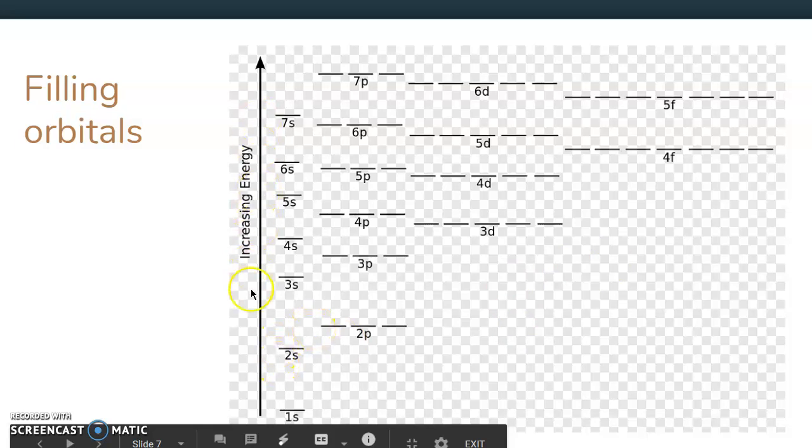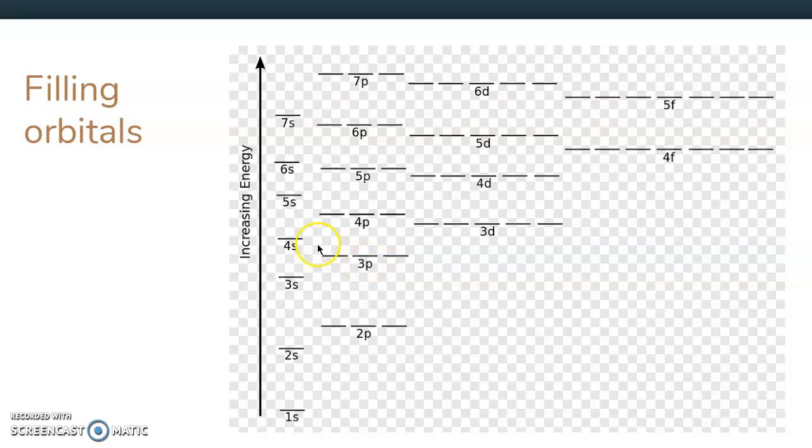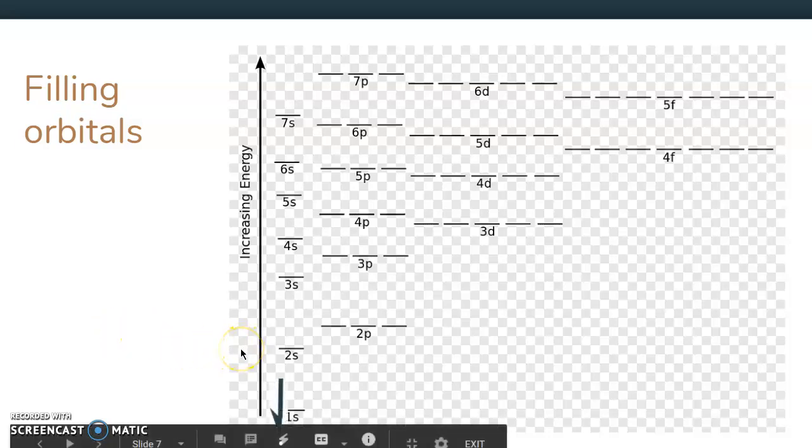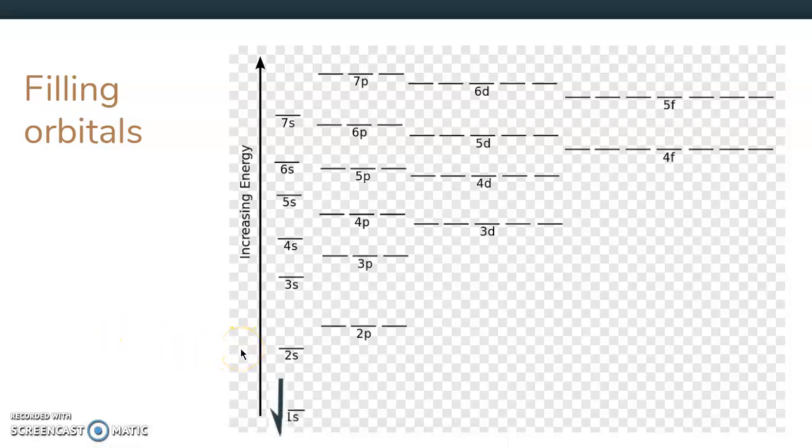We have an increasing energy on the left. So our first energy level is down here. Our second one is in this 2p, 2s. We have a 3s, 3p, and then a 4s, 4p, 3d energy level. Then our 5s, 4d, 5p energy level. So the idea is we would add an arrow for every electron that we add to our group.